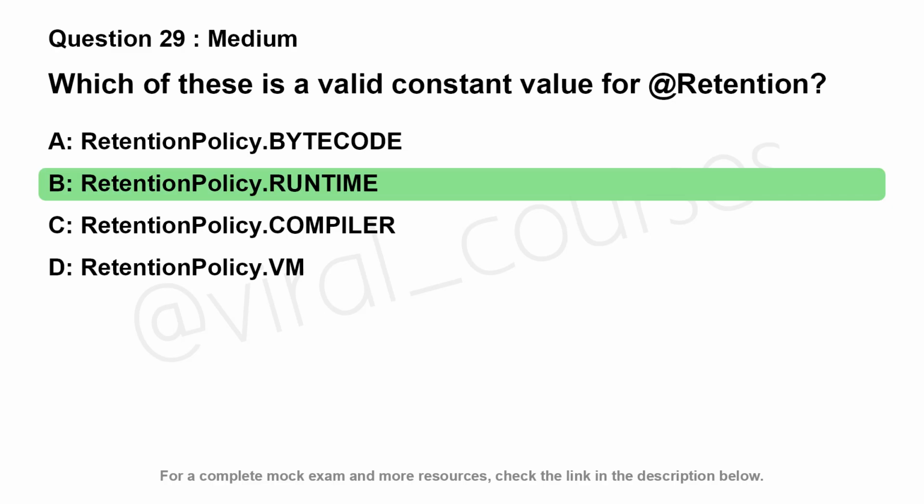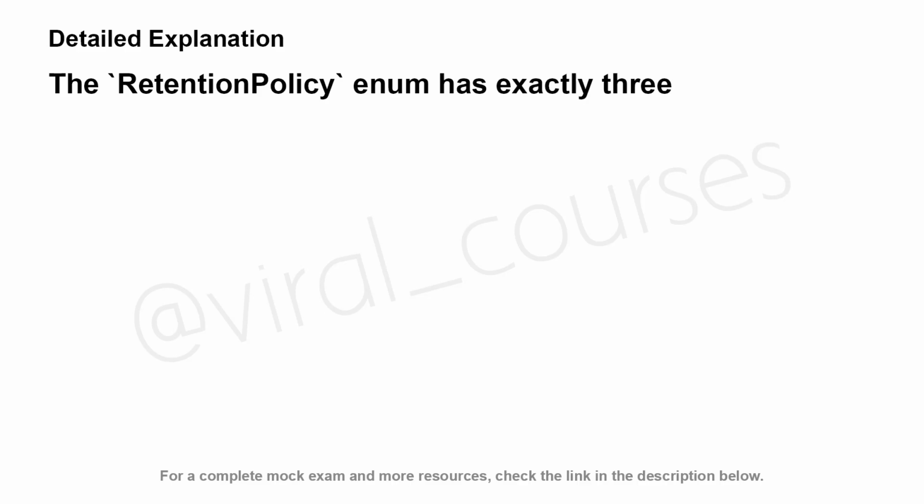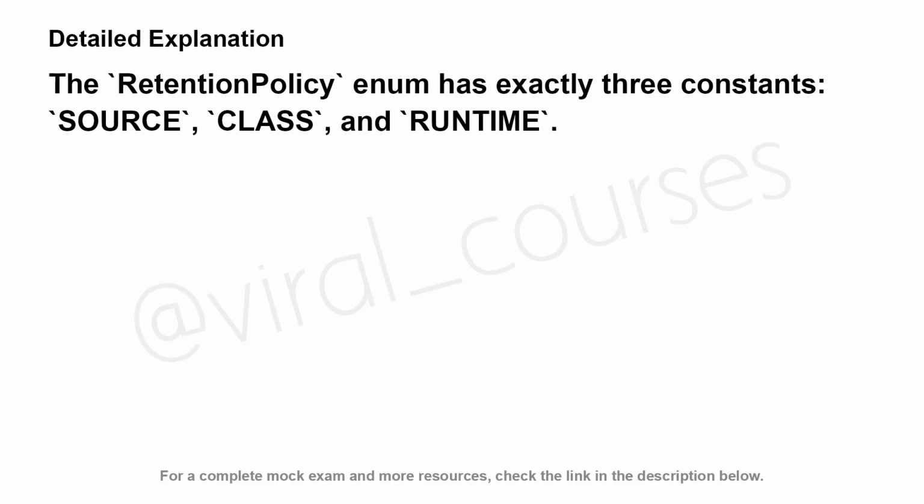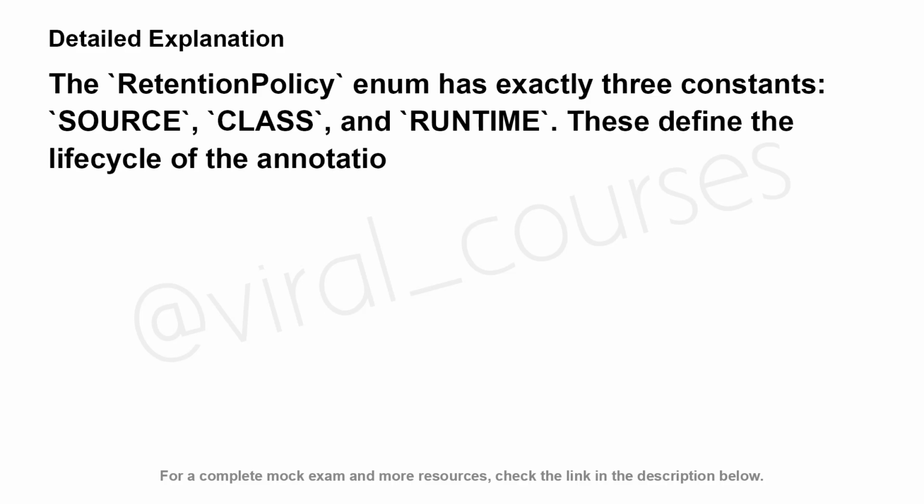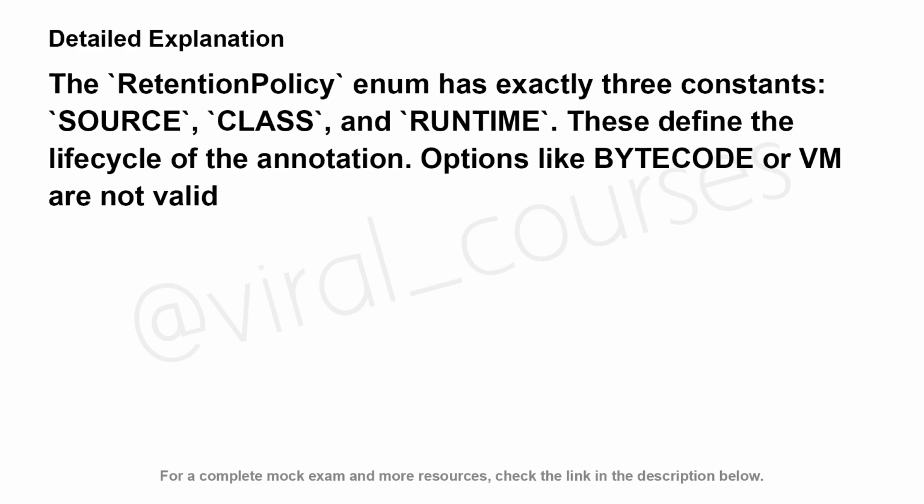The correct answer is B. The "RetentionPolicy" enum has exactly three constants: "SOURCE", "CLASS", and "RUNTIME". These define the lifecycle of the annotation. Options like BYTECODE or VM are not valid.